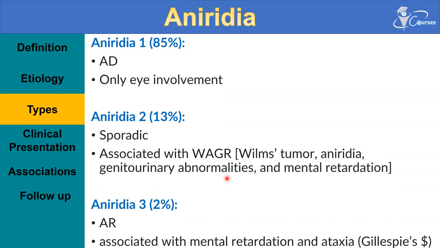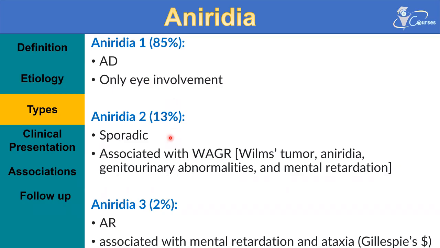Okay, so this is for the autosomal dominant. So if the question says that the parent has aniridia and the child also has aniridia and the mother is normal, and you say that it is autosomal dominant, and they ask if you expect to find other systemic abnormalities, the answer will be no. It is only eye involvement.